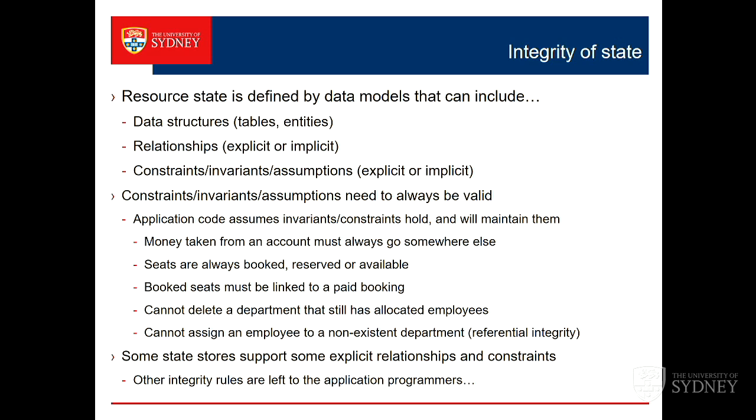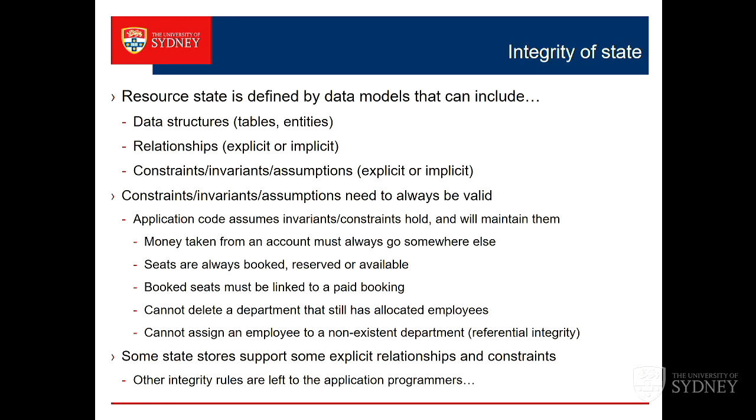There are going to be lots of other invariants, constraints on application code, which may well just be implemented as business rules. If I take money out of an account, it has to go somewhere. Money cannot be created or disappear. It has to be accounted for somewhere. A seat, wherever a seat is, on a plane or in a theatre or whatever, can only have one of the following three states. It has to be booked, reserved, or available. It cannot be anything else.